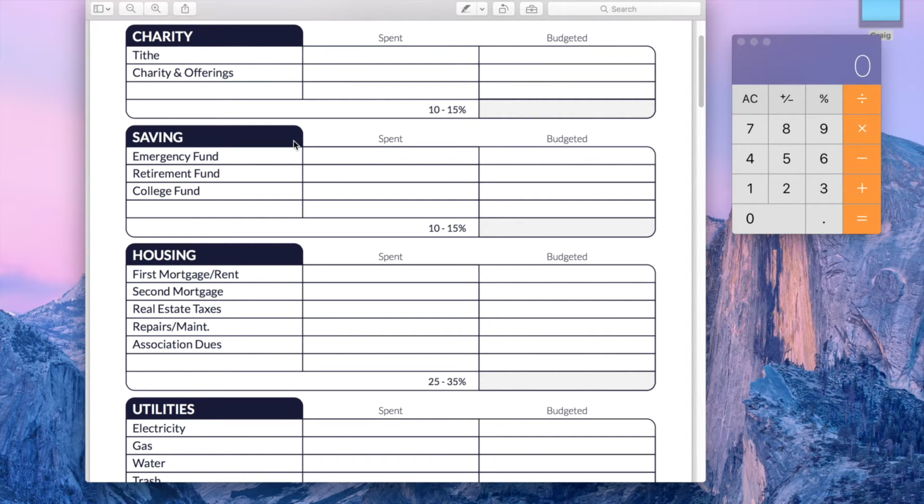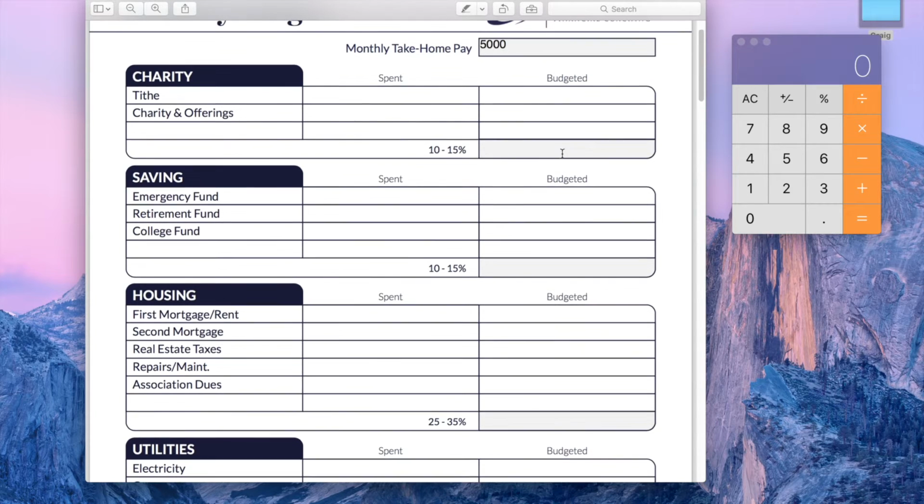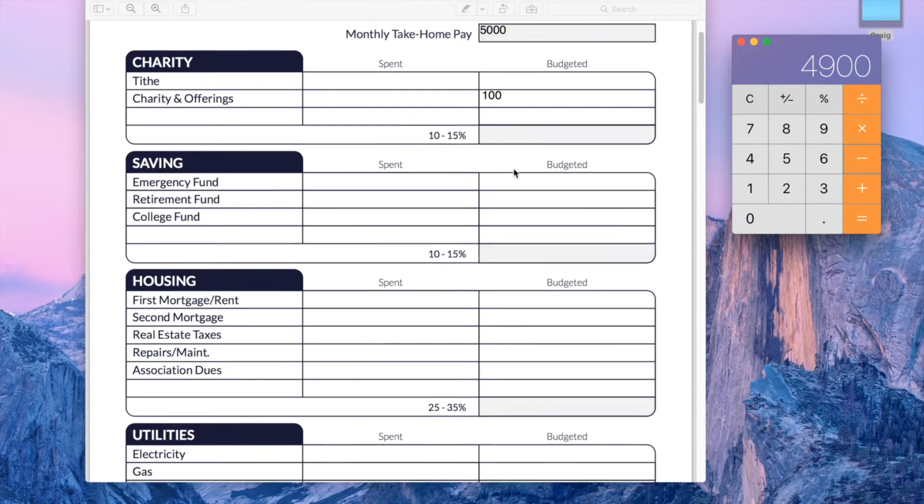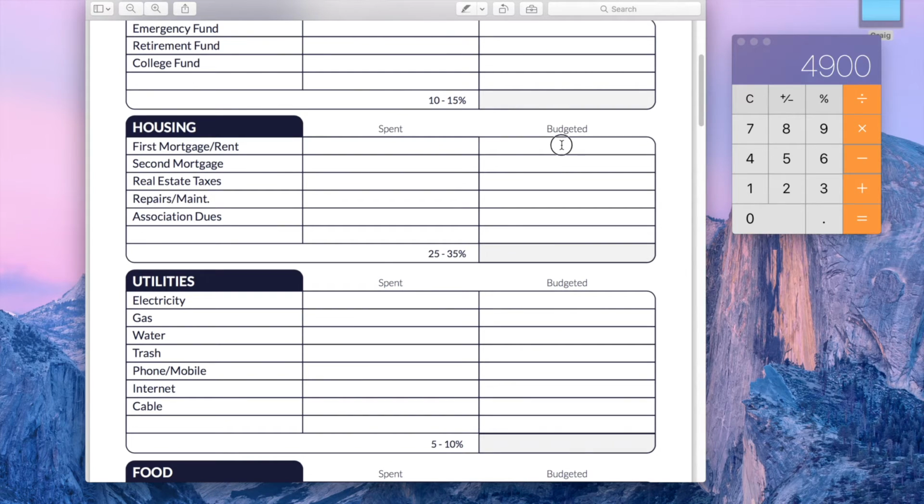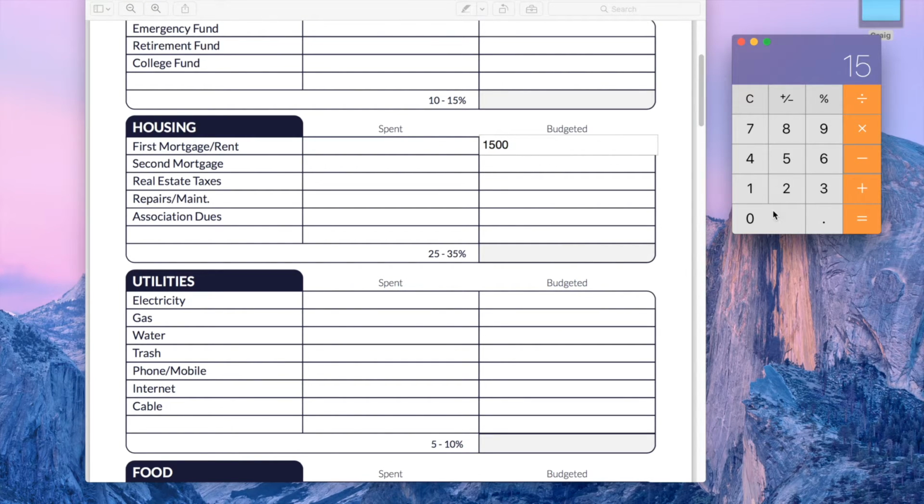Okay, so as I scroll down now, maybe they're giving to charity. So we'll come back up here. Maybe that's something that's important to them. So off the top, they give something. I'm just going to put $100. Let's just say that that's something they do. Now over here on my calculator, I'm going to keep a running total. So 5,000 was our take-home pay, and I'm going to take 100 away. Now as we roll down, let's start entering some numbers. Let's say the mortgage every month is $1,500. We'll say that this person does escrow, so that's going to include property taxes, insurance, and all that good stuff.